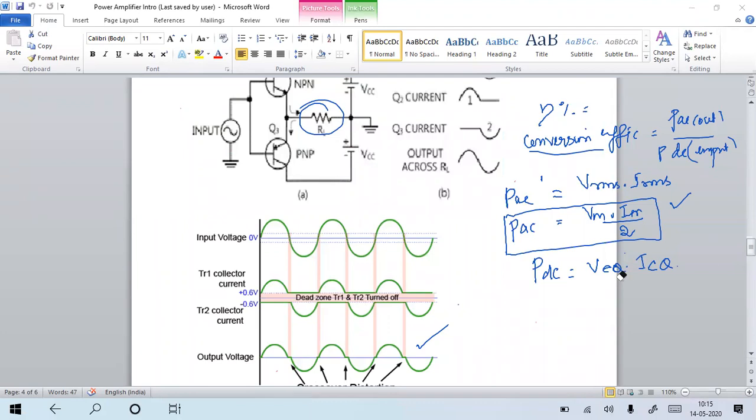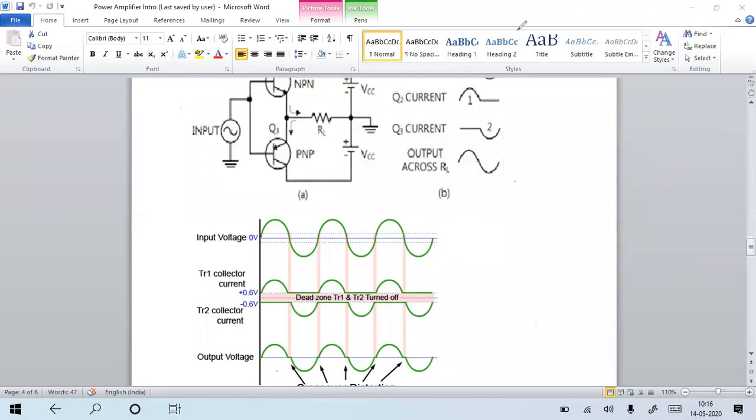So when there is no AC signal, your transistor is in the cutoff mode, so your ICQ goes to 0. So there is no power, meaning there is no possibility of output voltage. So for that we are going to consider your DC power. Whenever you apply the AC signal, at that time the transistor is on. When the device is on, what is the DC input power? DC input power is power DC equal to VCC into ICQ.